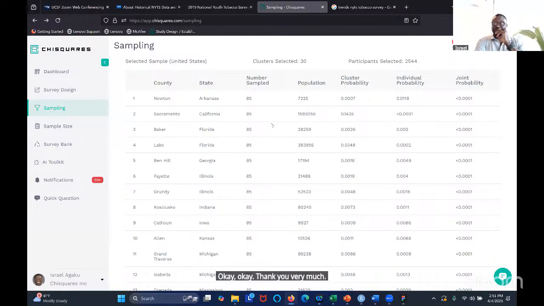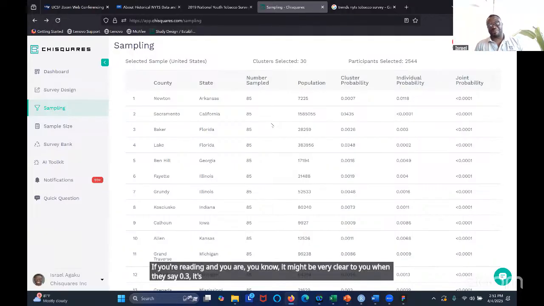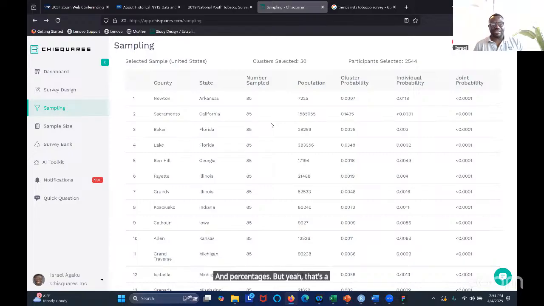You're welcome. Yeah. NCHS expresses things in proportion. So if you're reading, it might not be very clear to you when they say 0.3, it is obviously expressing a proportion, but they assume that you should be able to easily convert between proportions and percentages. That's a bit of a trivial point, but just to make sure we're not confused on that.